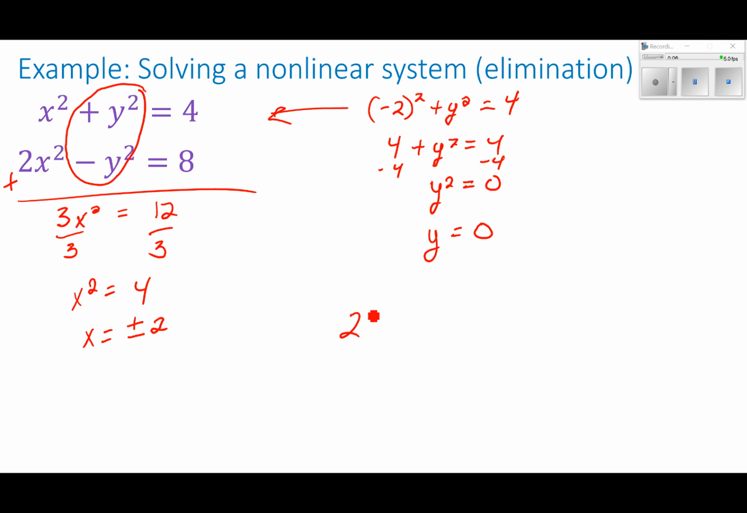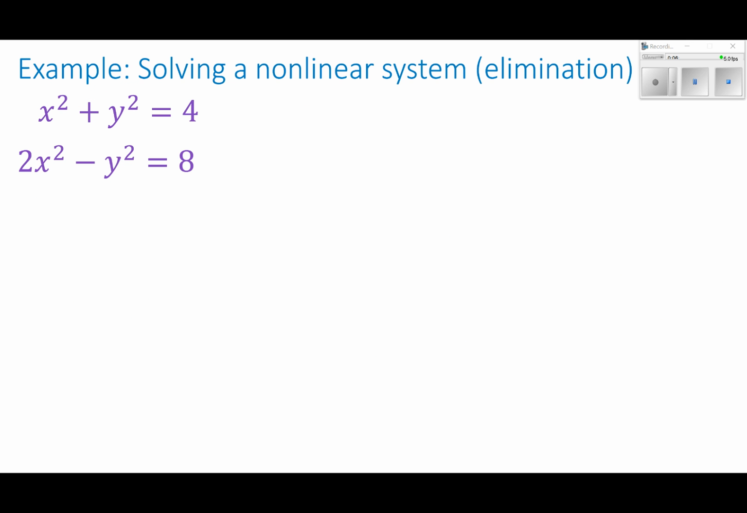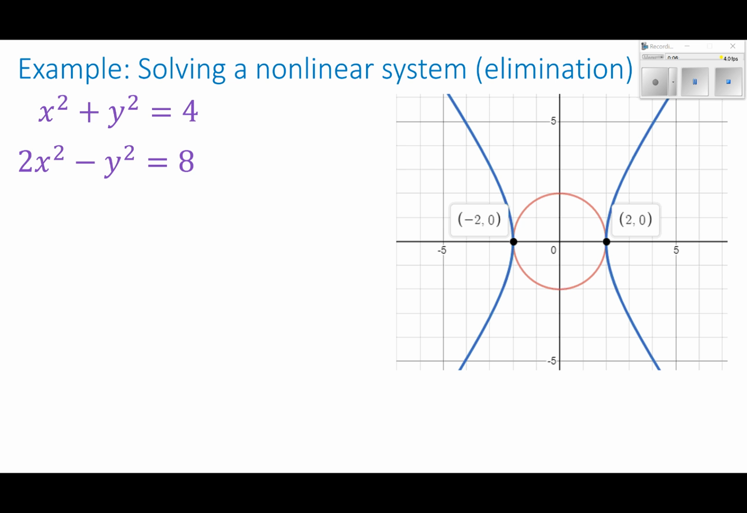If I did it with a positive 2, 2 squared plus y squared equals 4, I'm going to have 4 plus y squared equaling 4. So y has to be equal to 0 for the second one as well. So my two solutions would be at negative 2, 0 and at positive 2, 0 for this system. And again, we could see this if we were to graph each one. This is the circle equation that we worked with a little while ago. It's going to have a radius of 2, because remember the right side equals r squared, and it's centered about the origin. And 2x squared minus y squared equals 8 is giving me those two pieces on the outside.